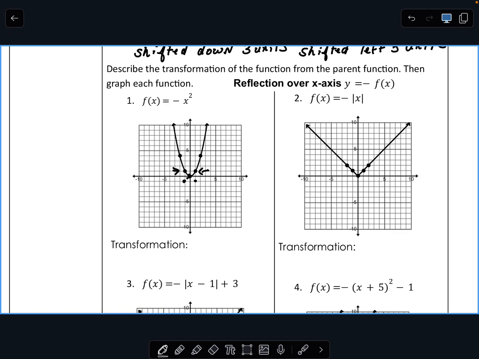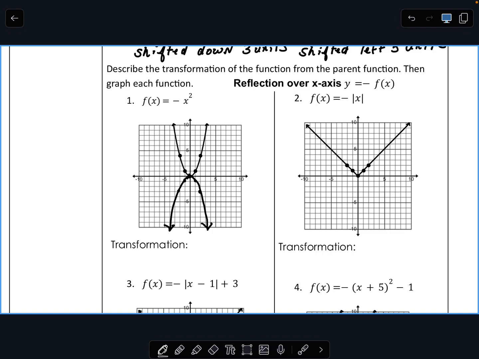Okay? If you look at these points, they're 1, 2, 3, 4 up. Now they're going to be 1, 2, 3, 4 down. Oops, I still had it on eraser mode. Okay? And then this one would be right there, 4 down. Now you can draw it reflected.